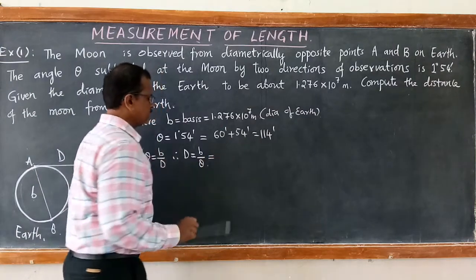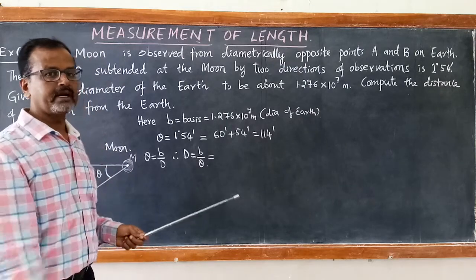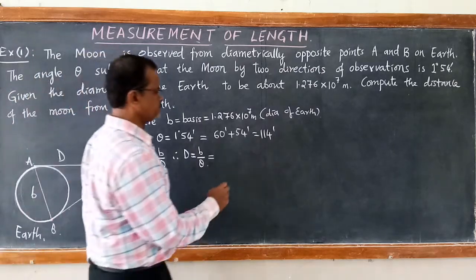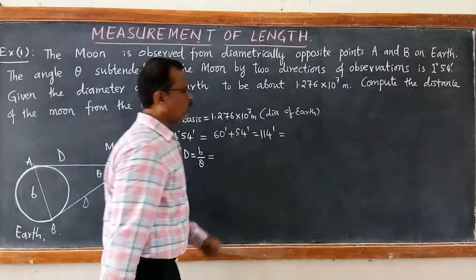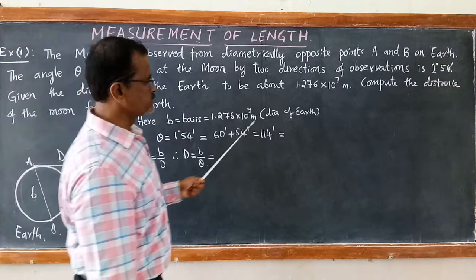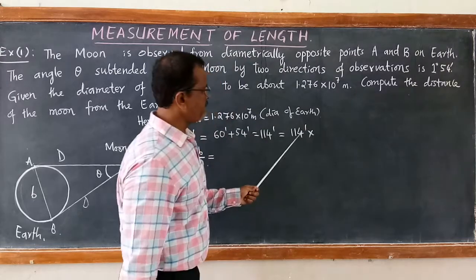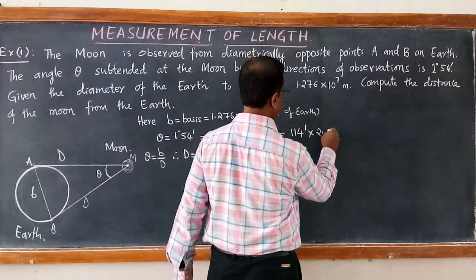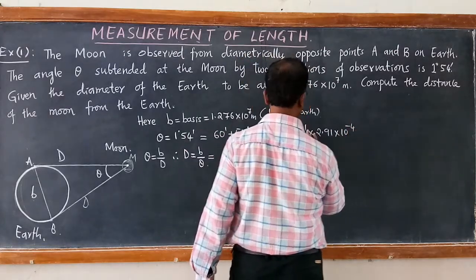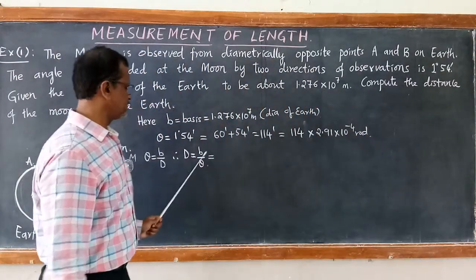So d is b divided by theta, but theta is in minutes. It should be converted into radians. How do you convert this into radians? We have just now converted 1 degree equal to how many radians, and 1 minute of angle is equal to how many radians. So using that knowledge, 114 minutes into 1 minute is equal to 2.91 into 10 raised to minus 4 radians. So first you have to convert it into radians, then you have to substitute.